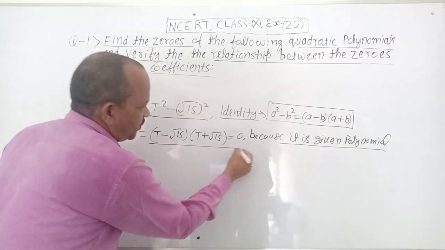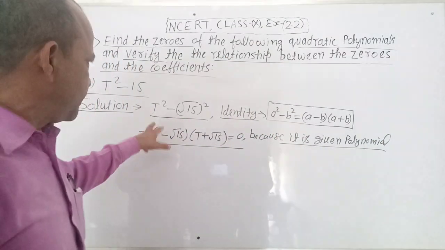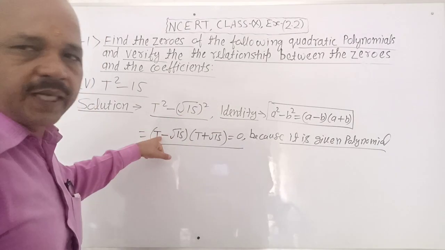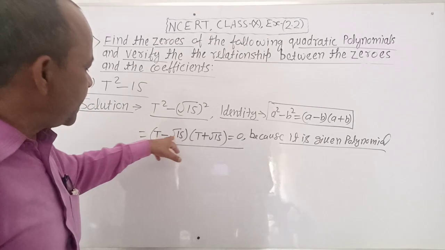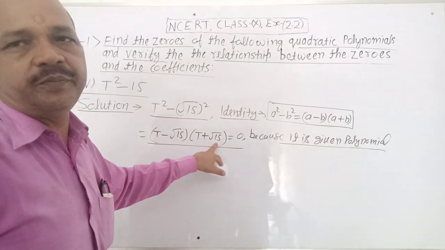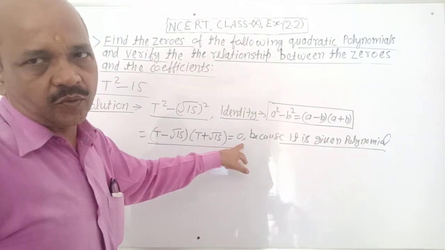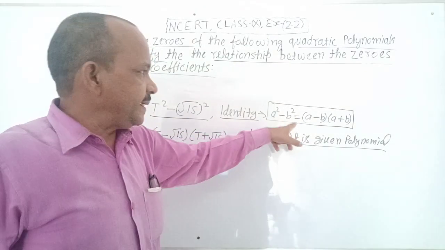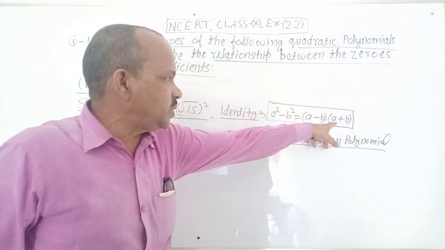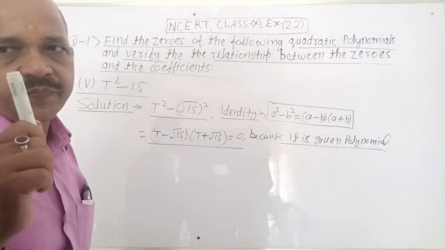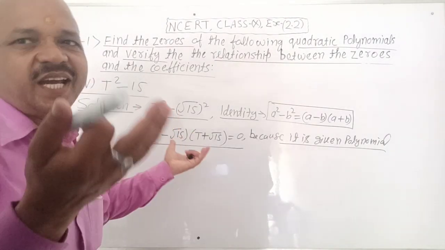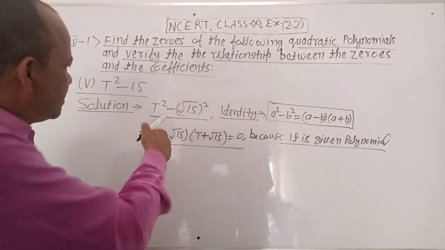It is given polynomial, so you can write (t² − √15)² equal to, in first brackets t minus root 15, in second brackets t plus root 15 equal to 0. According to the identity, a² − b² equal to, in first brackets a minus b, in second brackets a plus b. It is clear? No confusion about it? It is very easy. Clear?